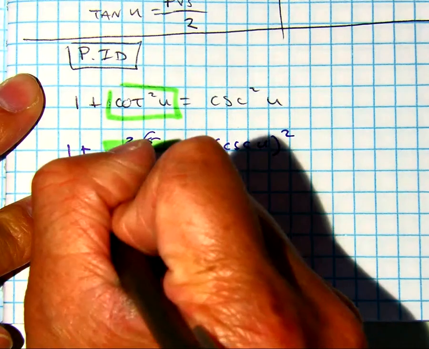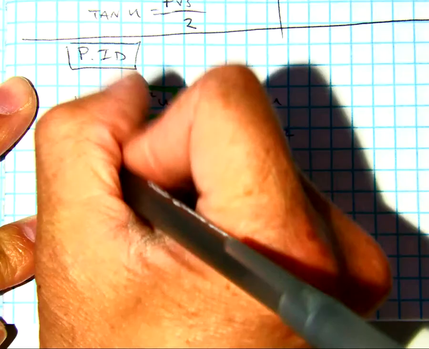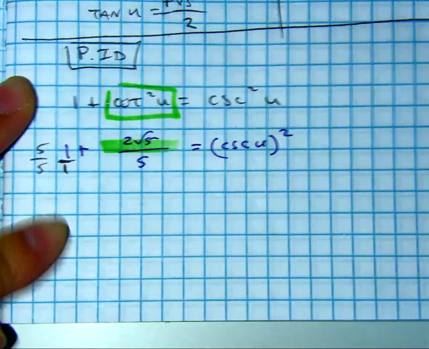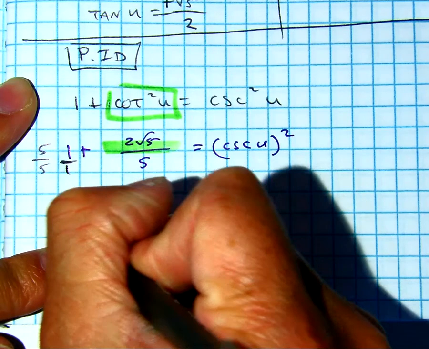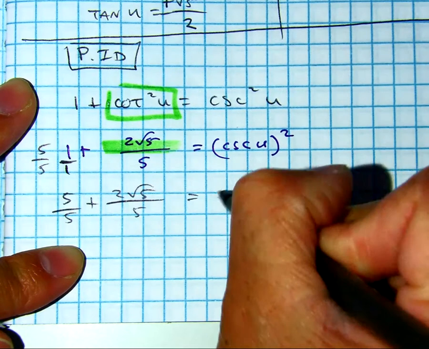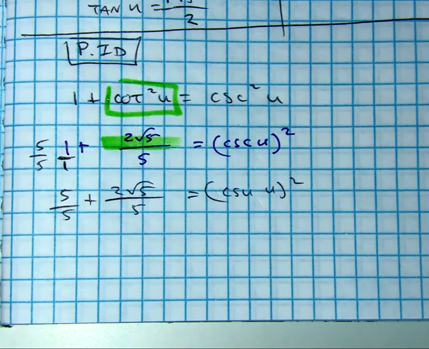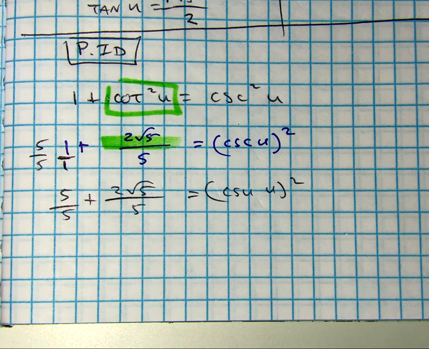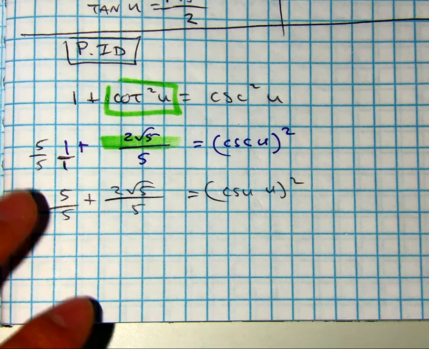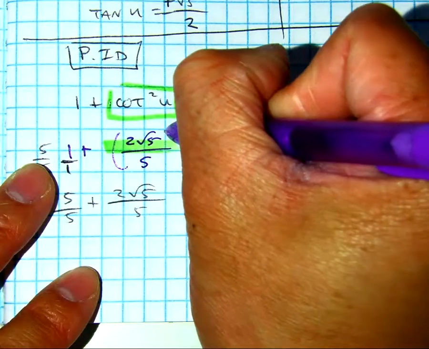So make it a fraction over 1. Multiply by 5 over 5. So I have 5 over 5 plus 2 radical 5 over 5 equals cosecant u squared. Question? So when you plug in cotangent, you don't have to square it? You are correct. I forgot my square. Good job, you.